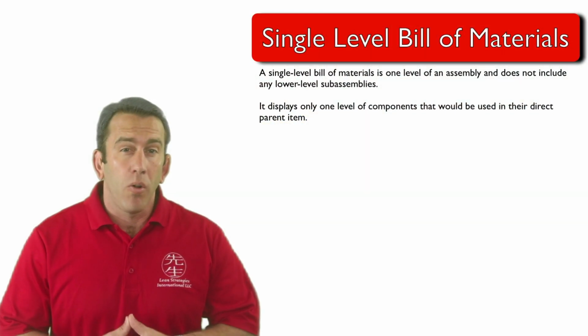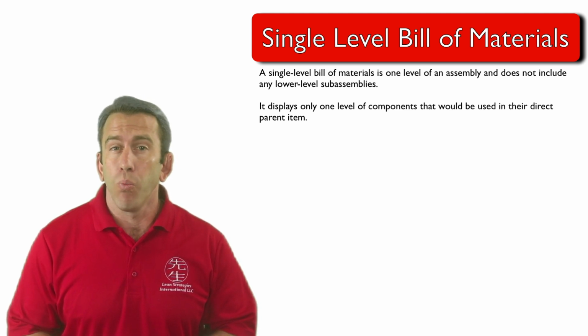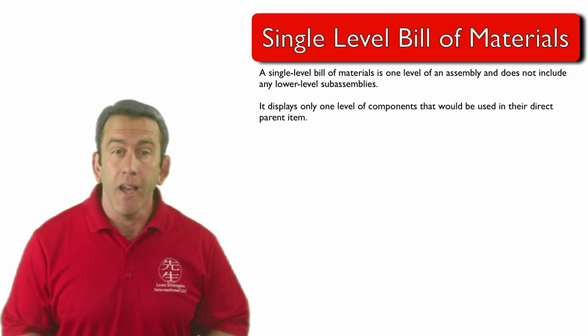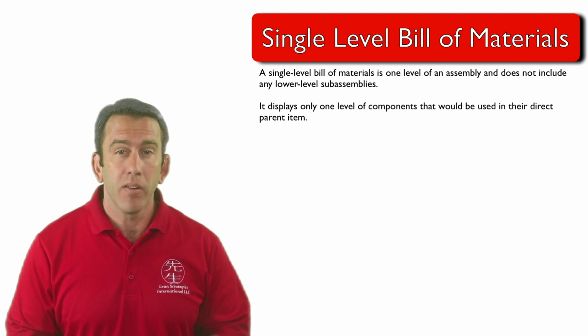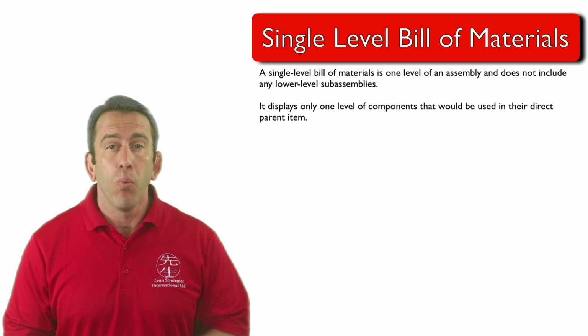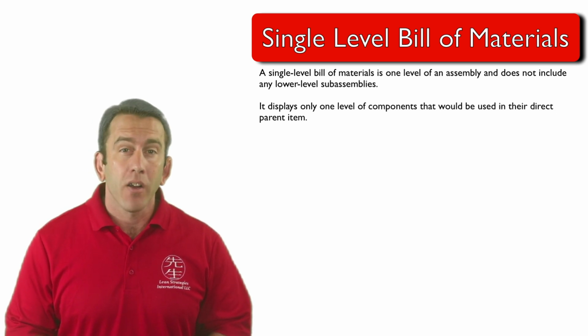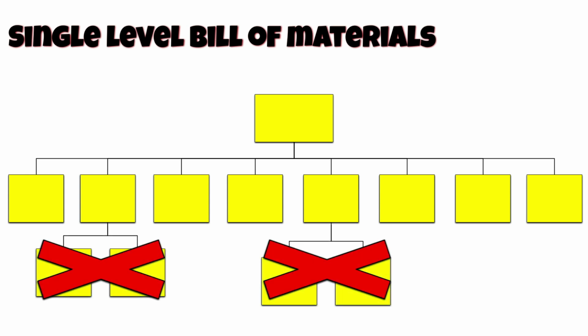What is a single-level bill of material? A single-level bill of materials is one level of an assembly and does not include any lower-level sub-assemblies. It displays only one level of components that would be used in their direct parent item. In other words, a single-level bill of materials would only show the relationship one level down. It would not include grandchildren or any other relationships.